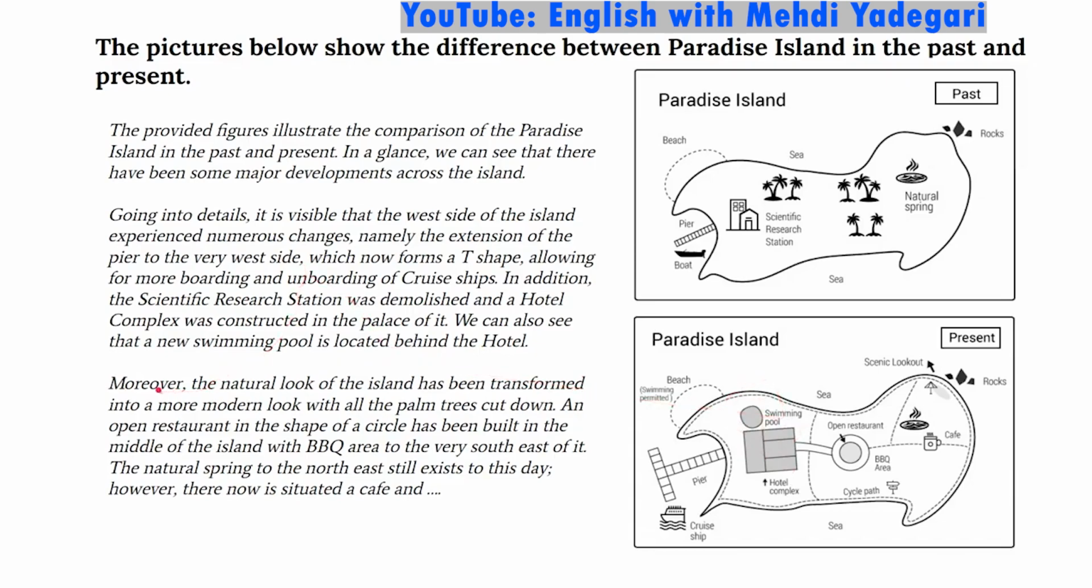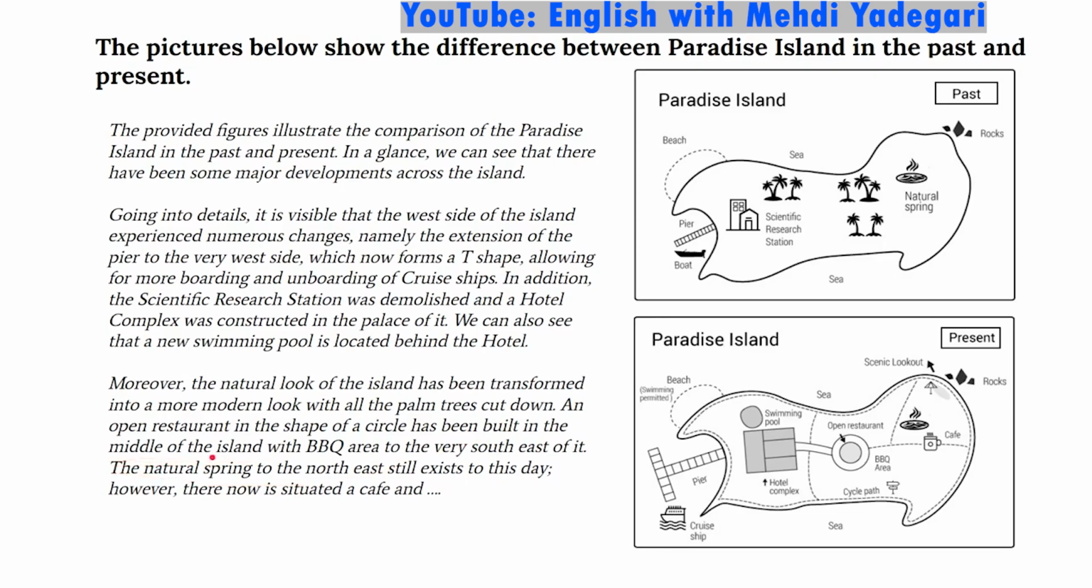Another paragraph. Moreover, the natural look of the island has been transformed into a more modern look with all the palm trees cut down. So we can see the palm trees no longer exist. So we had a lot of palm trees in the past in the island, no longer in the present. An open restaurant in the shape of a circle has been built in the middle of the island. So has been built, passive, in the middle of the island.